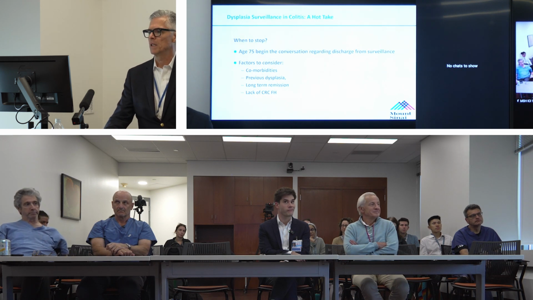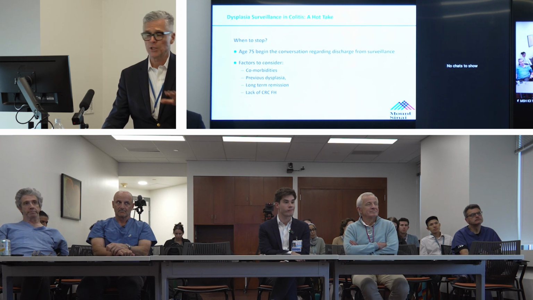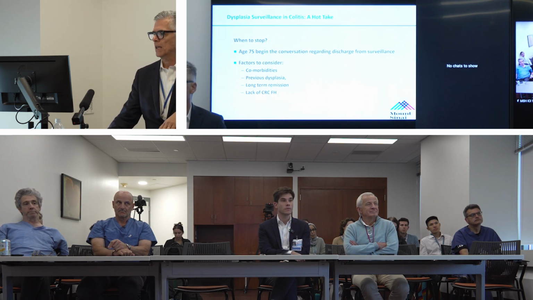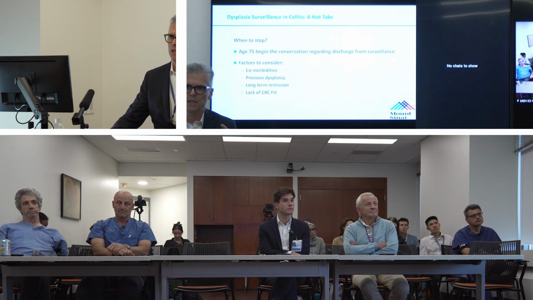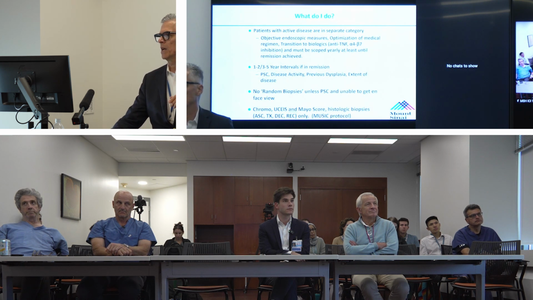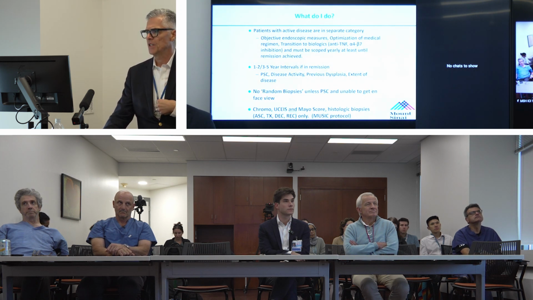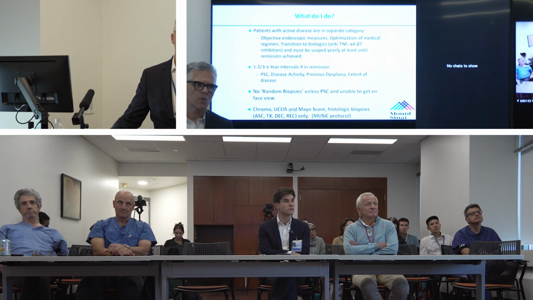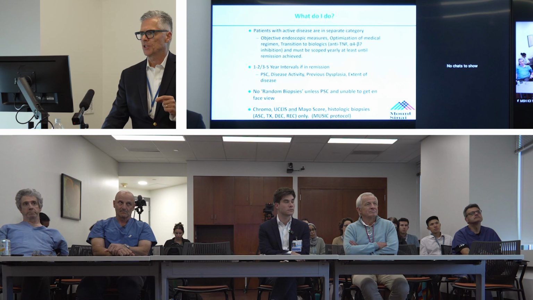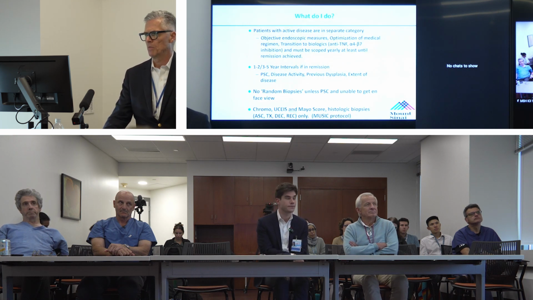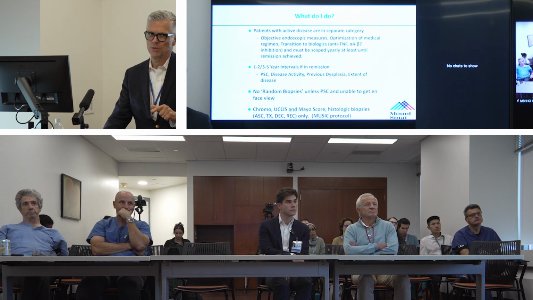If there are comorbidities, if they've had previous dysplasia, if they're in a long-term remission or not, lack of colorectal cancer family history or not, these are all factors that play into it and should inform your conversation with the patient. So what do I do in my own practice? If they have active disease, they are in a completely separate category. They need to be coming back every year. You need objective endoscopic measures, and I'll tell you what I do with mine. You really need to optimize their medical regimen. You need to get them into a remission.